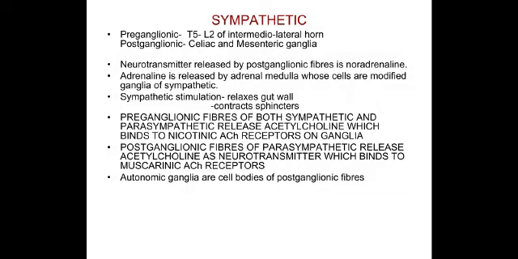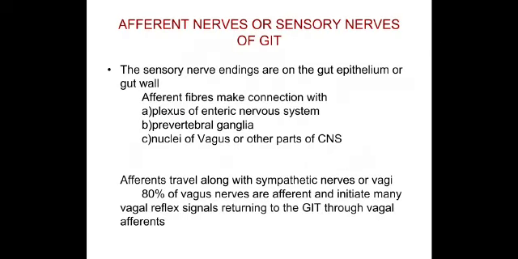The preganglionic fibers of both sympathetic and parasympathetic release acetylcholine, which binds to nicotinic acetylcholine receptors of the ganglia, whereas the postganglionic fibers of the parasympathetic release acetylcholine as neurotransmitter, which binds to the muscarinic receptors. So there are two types, nicotinic and muscarinic. Autonomic ganglia are cell bodies of postganglionic fibers, which are the celiac and mesenteric.